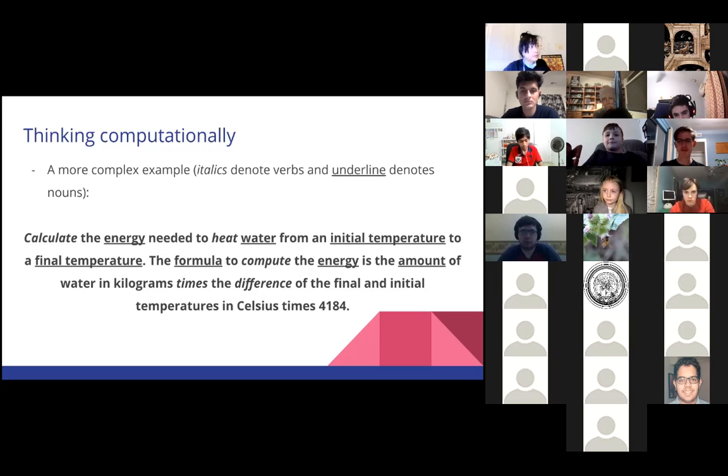The formula to compute the energy is the amount of water in kilograms times the difference of the final and initial temperatures in Celsius times 4,184.